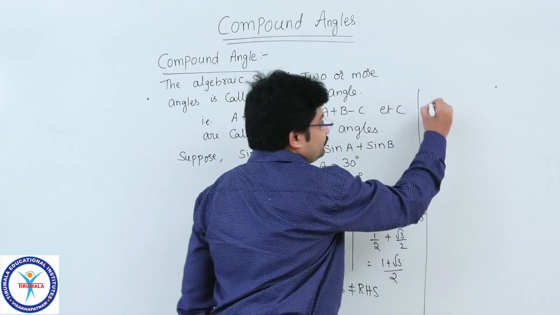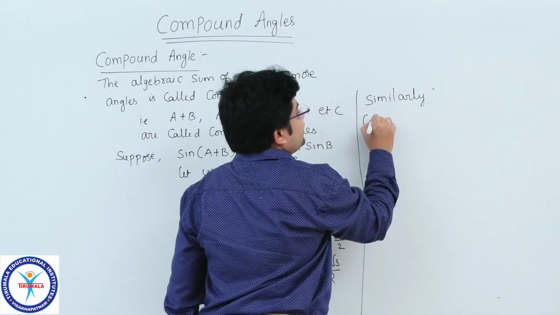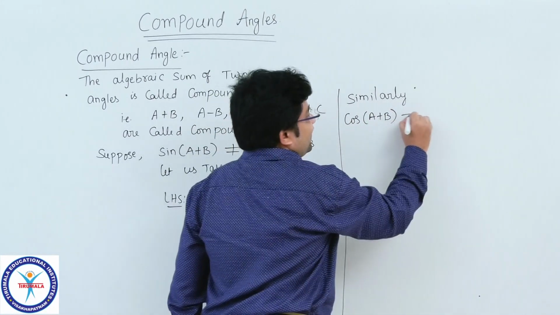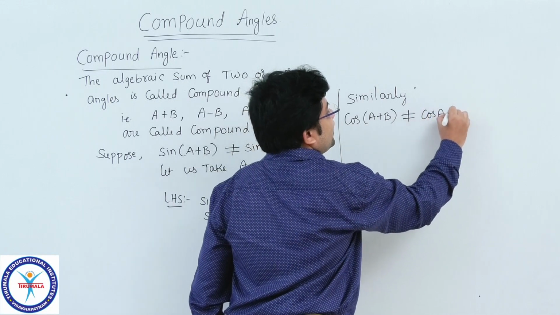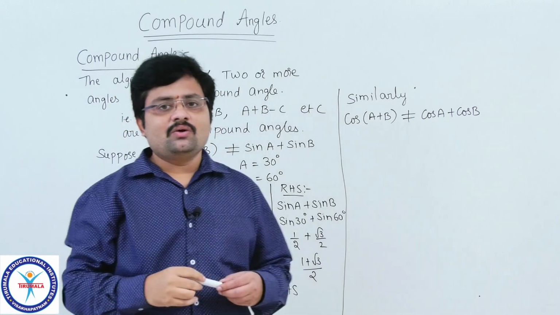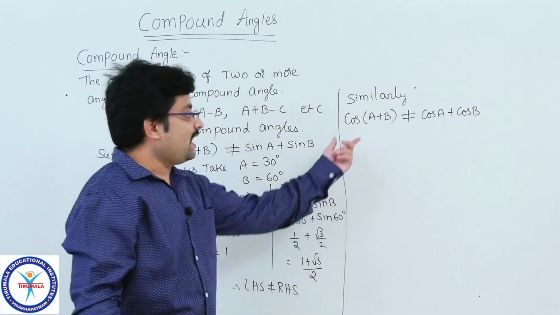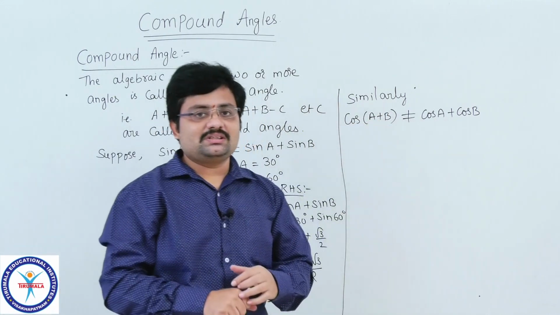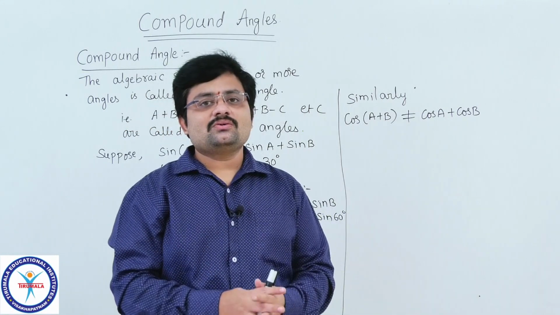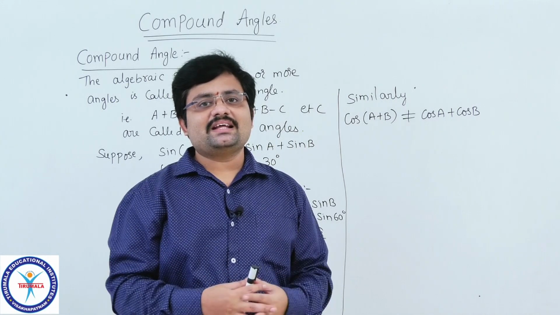Similarly, cos A plus B cannot be written as cos A plus cos B. So here we are observing that sin A plus B is not equal to sin A plus sin B and cos A plus B is not equal to cos A plus cos B. Similarly, we can prove this by taking some angles. There are some other formulas related to these compound angles. So, let us learn one by one.